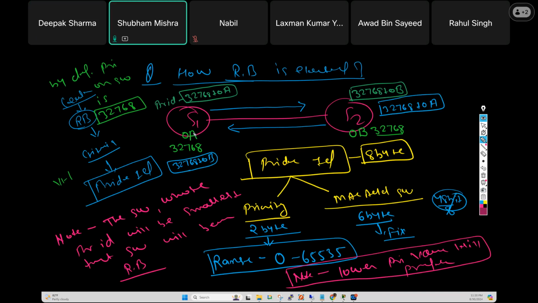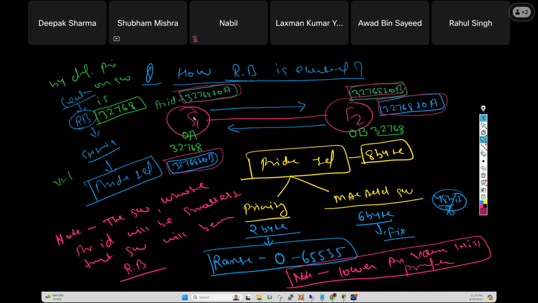Now, switch number 1 has how many bridge IDs, guys? One, this one, and the second one is this one. Switch number 2 has this one and this one. It means both switches have each other's bridge ID. Now both switches, what will they do? Both switches start comparing the bridge ID.